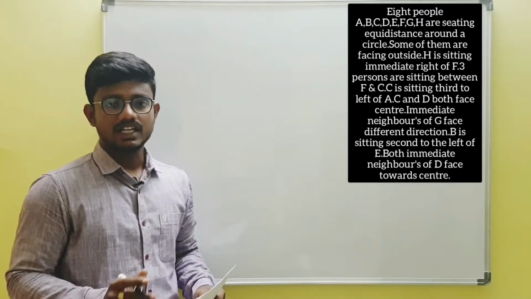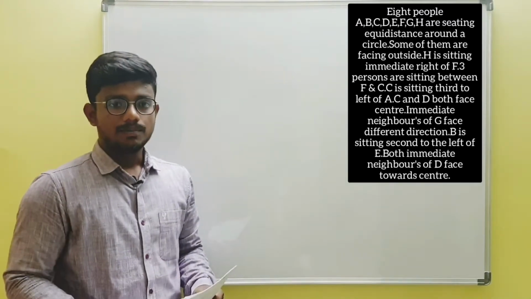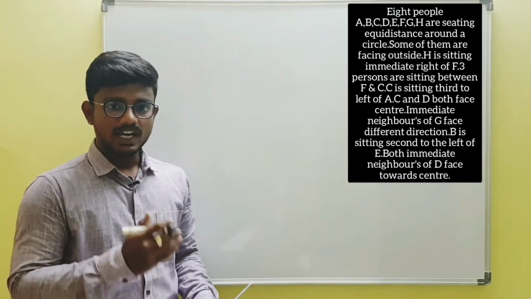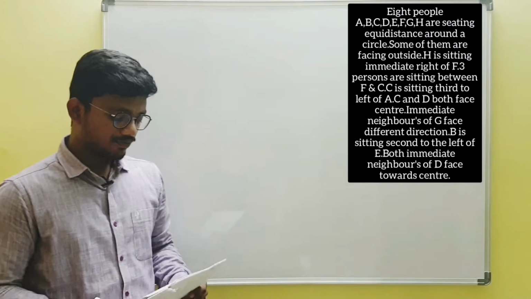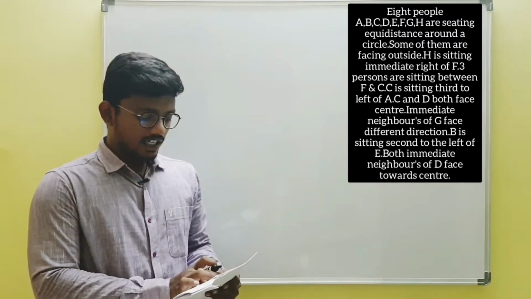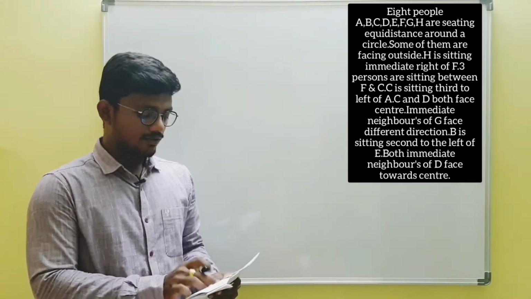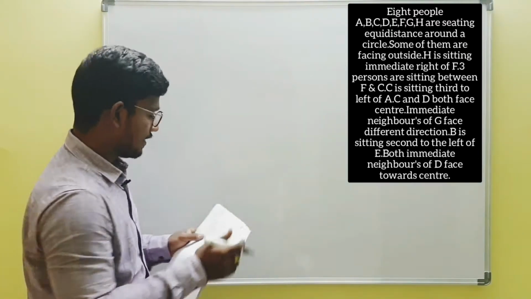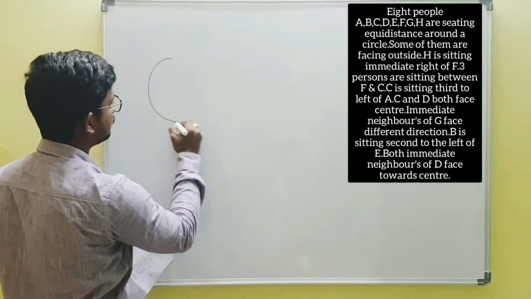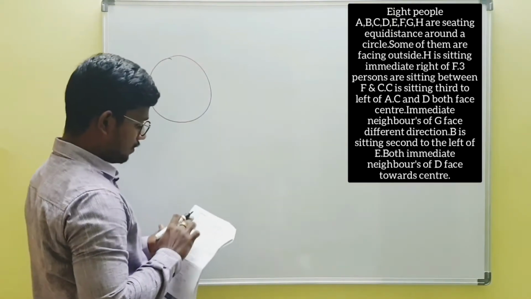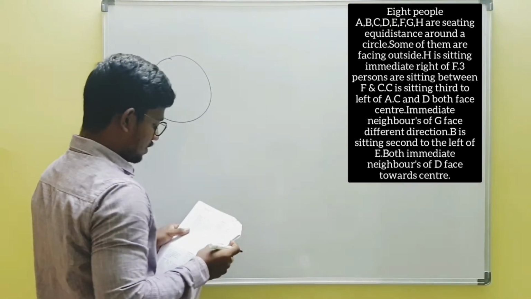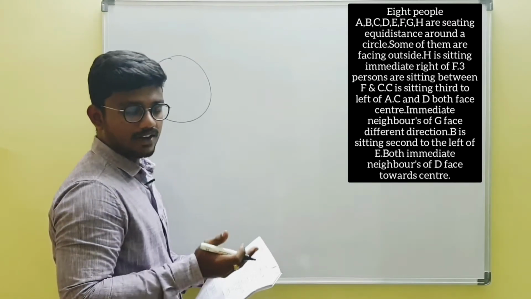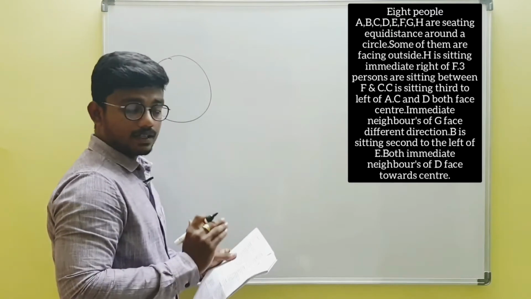For your convenience, I have read the whole question, but in our exam we have to write down the steps while reading the question itself. See, in our very first sentence we came to know that it is a circular arrangement. So I will take a circle. 8 people are given in the question, and the most important point is that some of them are facing inside and some are facing outside.